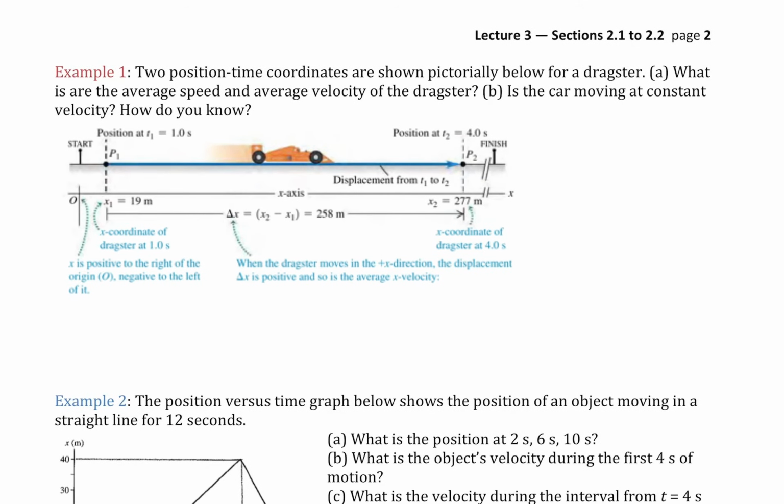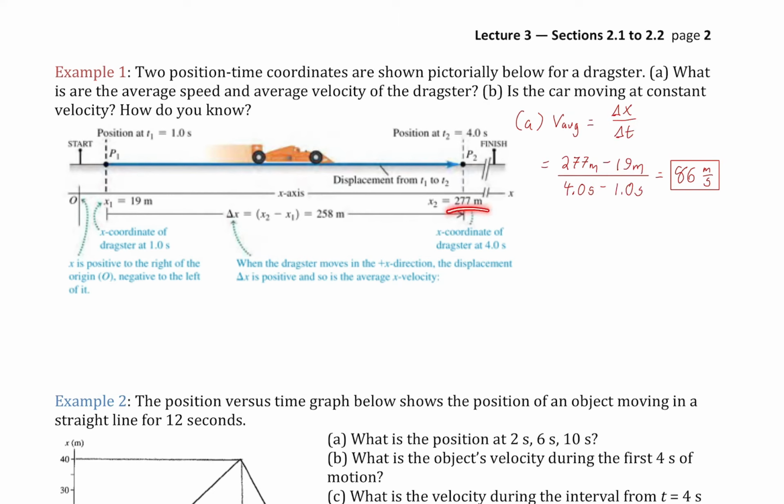All right, so here's type 1. This is what we mean by a motion diagram. A motion diagram shows the particular object at certain points in time in a pictorial sense. In this case, a dragster. So there's one point at P1 that corresponds to time 0 and position 19, and another point at time 4 and position 277. Okay, well, what's the question? The question says, what are the average speed and average velocity of the dragster? Well, average velocity, of course, is just defined as displacement over the elapsed time. So that would just be 277 minus 19, because that's x2 minus x1.